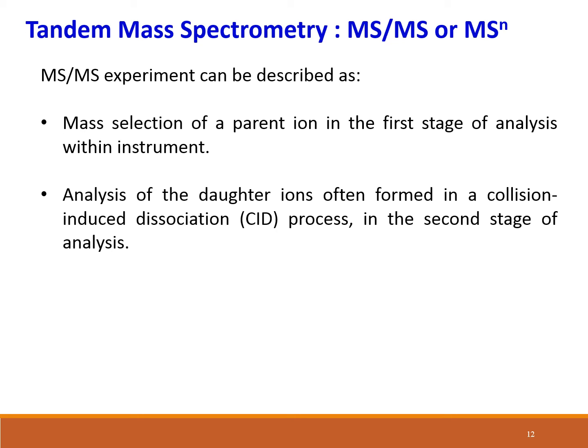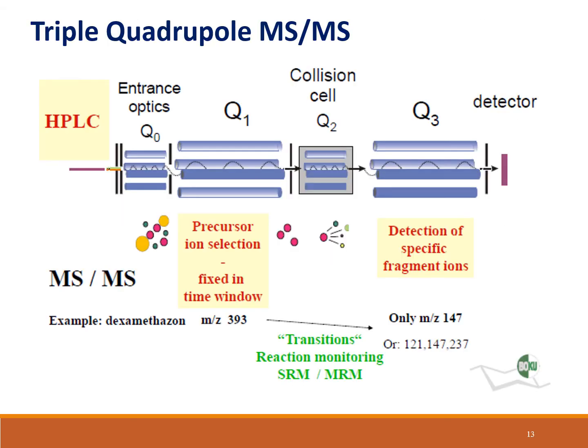MSMS experiments can be described as mass selection of the parent ion in the first stage of analysis within the instrument. Analysis of daughter ions is often performed after a collision-induced dissociation process in the second stage of analysis. This is an illustration of triple quadrupole MSMS. You will observe that there's an HPLC here as a separation unit coupled to the triple quadrupole, Q1, Q2, and Q3, and then a detector.